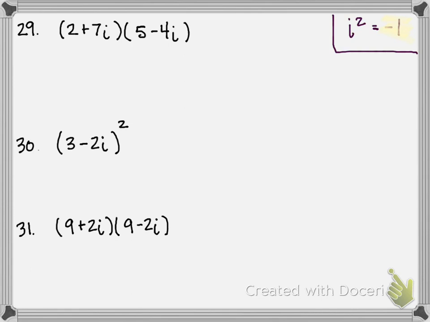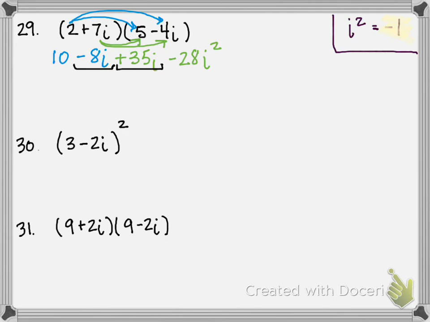But for now, we have a binomial times a binomial, so we'll FOIL. We can do 2 times 5 to get 10. 2 times negative 4i, which is a negative 8i. Now we come back, pick up 7i times 5, which is 35i. And 7i times negative 4i, which is a negative 28i squared. So we can work towards collecting some like terms here. We have negative 8i plus 35i.